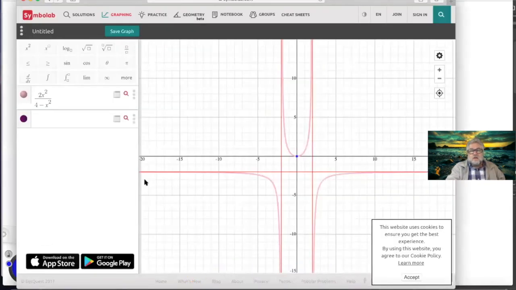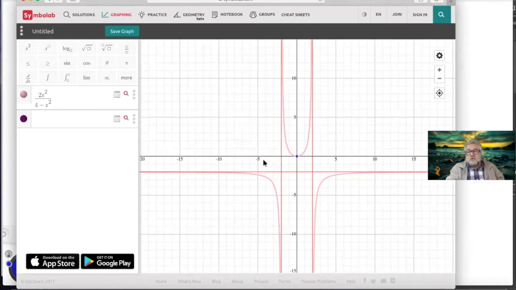There we go. This is referred to as a horizontal asymptote, and you can even see that Symbolab tells us that's a horizontal asymptote, and this one's a vertical asymptote. So the end behavior, yes, I will use your cookies. The end behavior is what happens if it settles down to something like this. It's a horizontal asymptote.